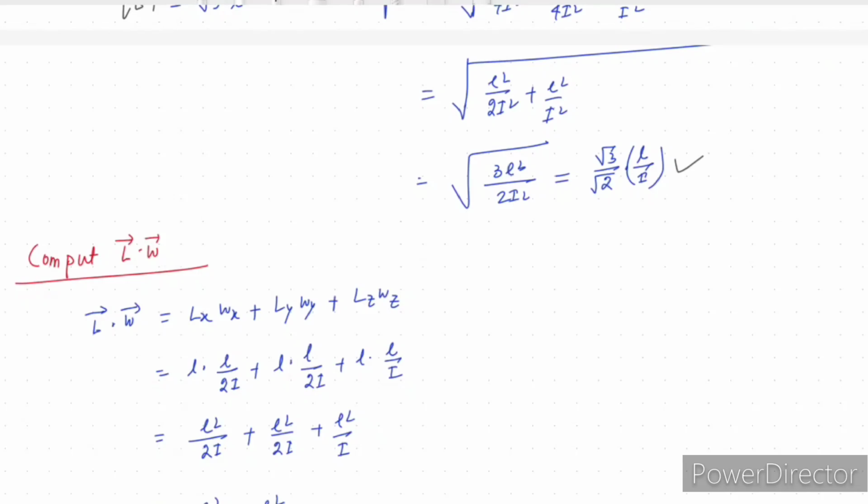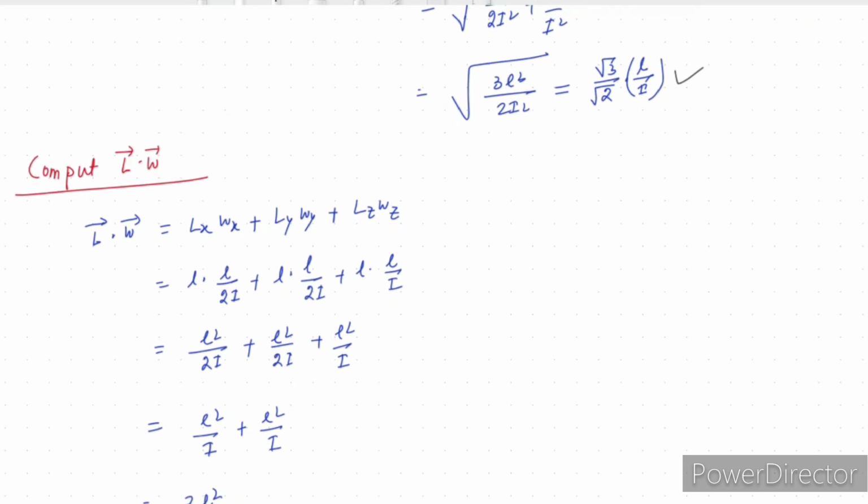Now compute the dot product of angular momentum and angular velocity, that is equal to Lx omega x plus Ly omega y plus Lz omega z.